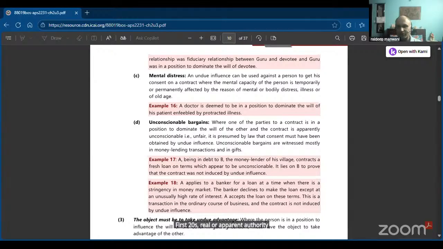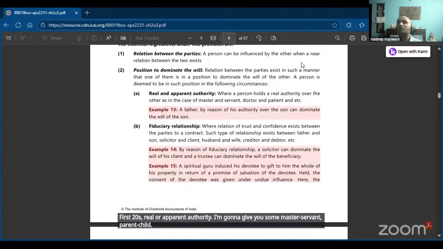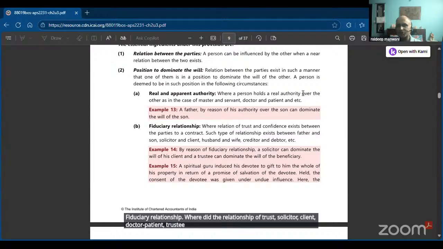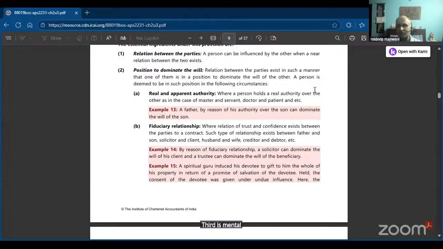First one is real or apparent authority. I'm going to give you some: master and servant, parent and child, income tax officer and assessee. All these are real and apparent authority. Second one is fiduciary relationship, where there's a relationship of trust: solicitor and client, doctor and patient, trustee and beneficiary, spiritual advisor and disciple. Third is mental distress, where there is old age, etc.